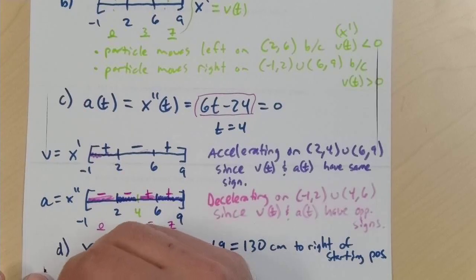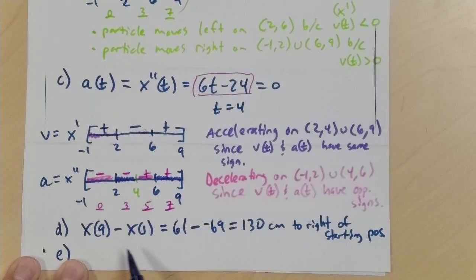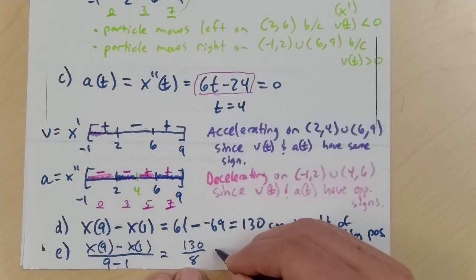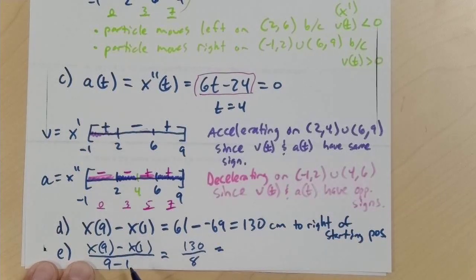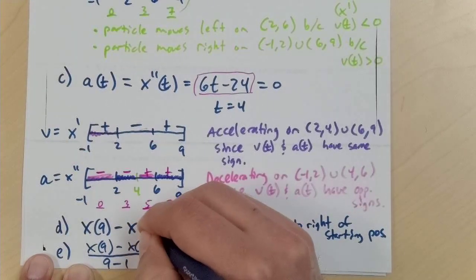And now for part E, average velocity. Okay, so now we just do our average rate of change formula, which is x of 9 minus x of negative 1 over 9 minus negative 1. We've actually, in the previous part, already calculated x of 9 minus x of negative 1. That's 130 centimeters divided by, going a little too quick, 9 minus, these were negative ones. I am so sorry about that.